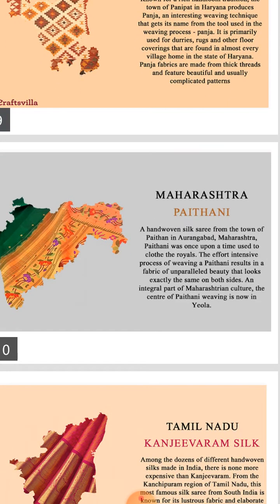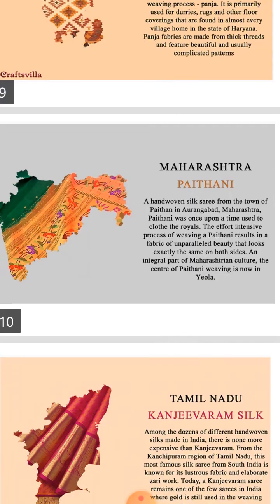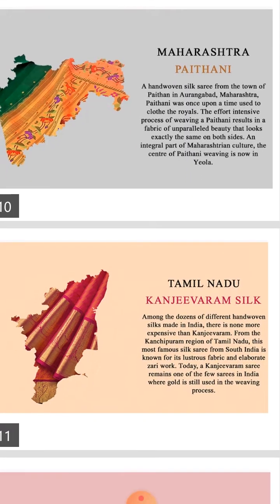Next, moving to Maharashtra, the Paithani saris. It gives a very royal look, and it is a handloom silk sari from the town of Paithan in Aurangabad, Maharashtra. Paithani was once upon a time used to clothe the royals. The intensive process of weaving a Paithani results in fabric of unparalleled beauty that looks exactly the same on both sides. An integral part of Maharashtrian culture, the centers of Paithani weaving are now in Yeola.